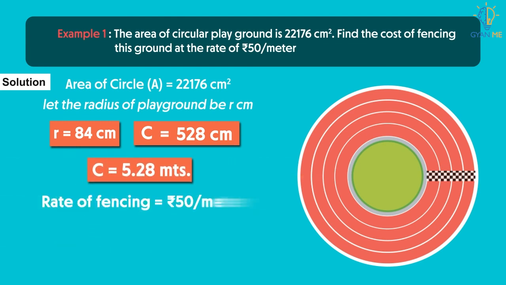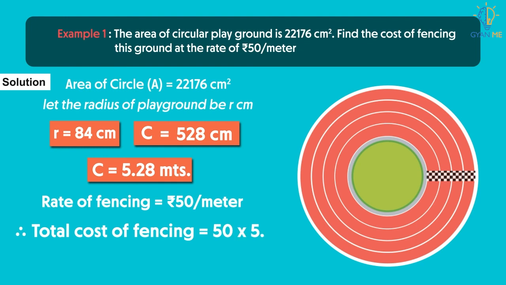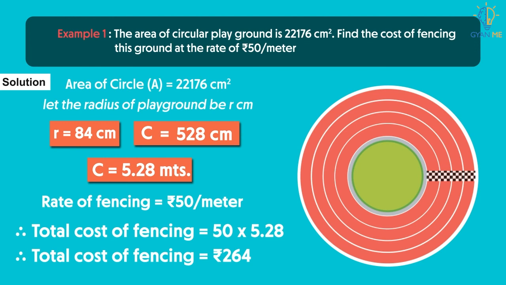Now, rate of fencing is equal to 50 rupees per meter. Therefore, total cost of fencing is equal to 50 into 5.28, which gives us 264. Therefore, total cost of fencing the circular playground is 264 rupees.